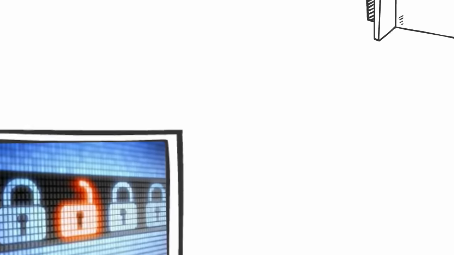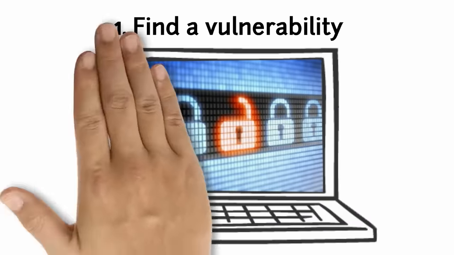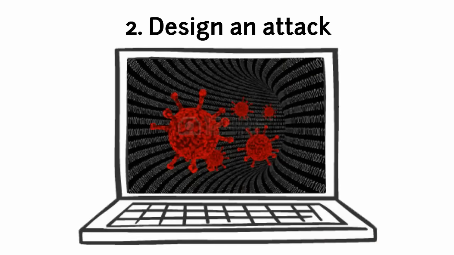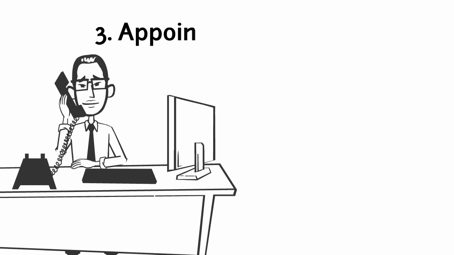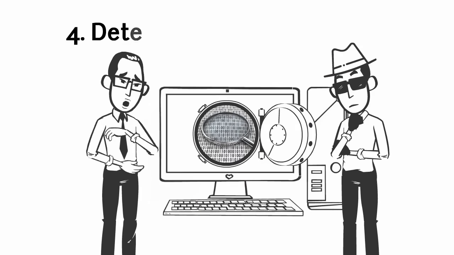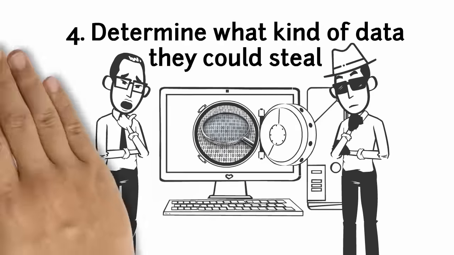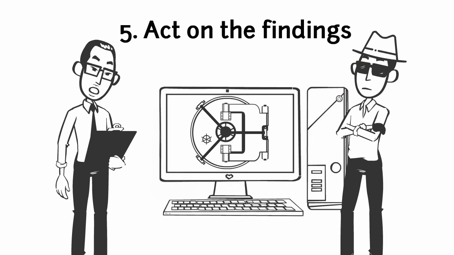The five steps in pen testing should be: 1. Find a vulnerability. 2. Design an attack. 3. Appoint a team of ethical hackers. 4. Determine what kind of data they could steal. 5. Act on the findings.